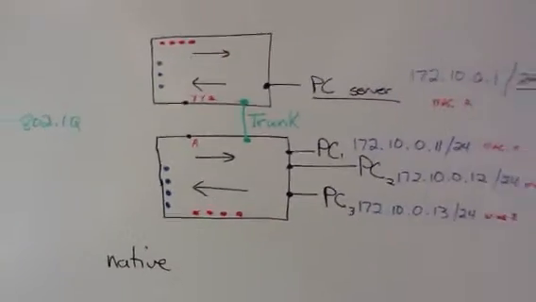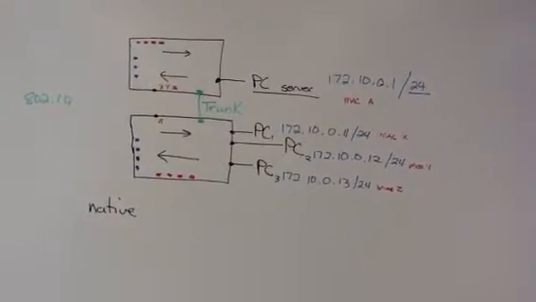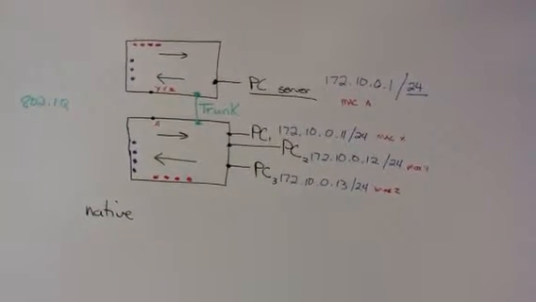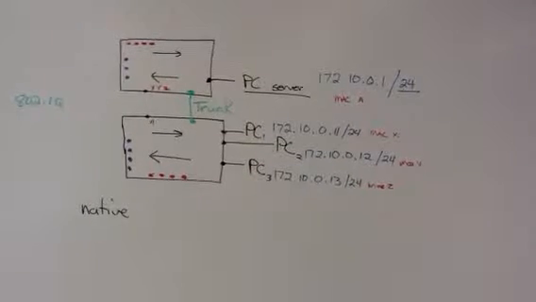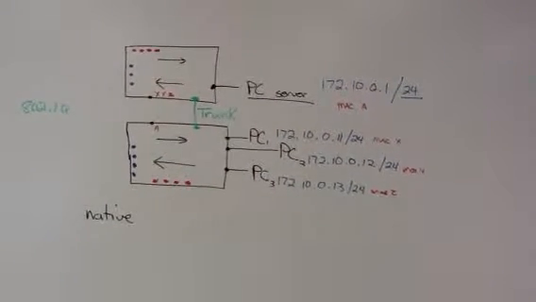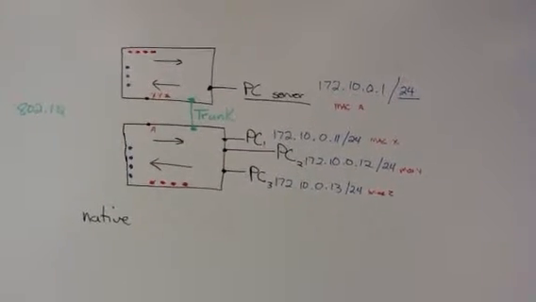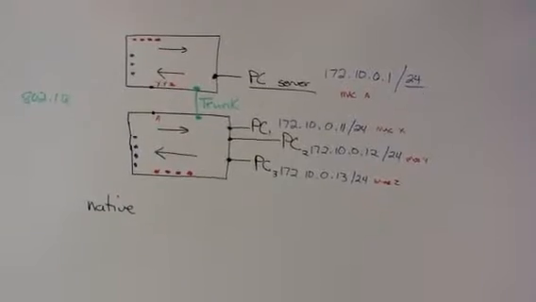802.1Q we can set it up so that the frames can be tagged when moving from one switch to another across the trunk, and then they can end up in the correct VLAN on the other switch. And we need to have that down before we move forward.